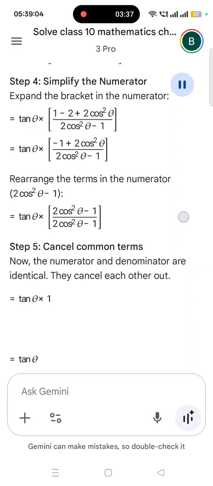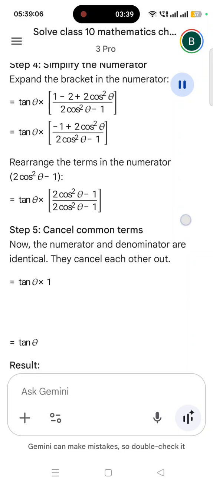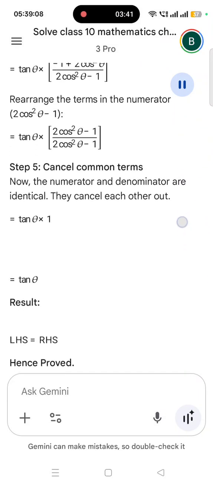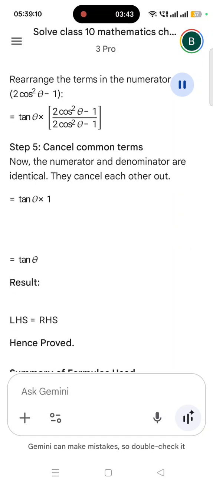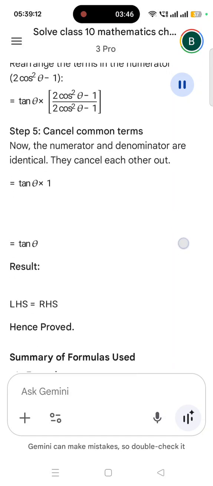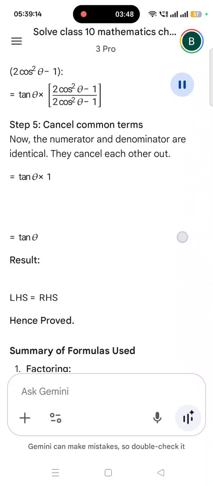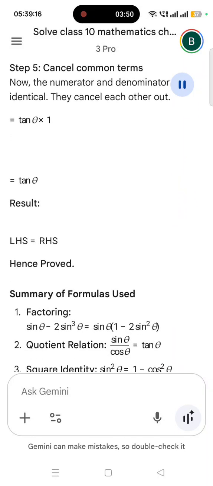2 cos squared theta minus 1. Step 5. Cancel common terms. Now, the numerator and denominator are identical. They cancel each other out. Result, hence proved.